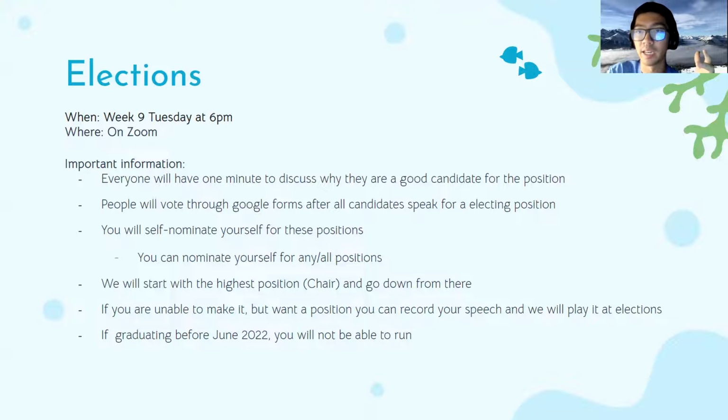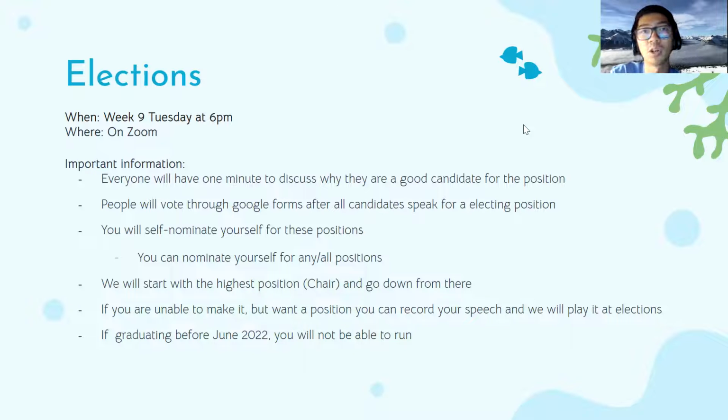So there's 6 elected positions. Everyone running for the chair will go first, and as soon as all the candidates for that position have run, we will do the voting for that one before we start the next one, which is the co-chair. You can self-nominate for these positions, and you can nominate yourself for as many or as few positions as you'd like. We will be starting with the highest position of the chair and then work our way down from there as the elections go on.